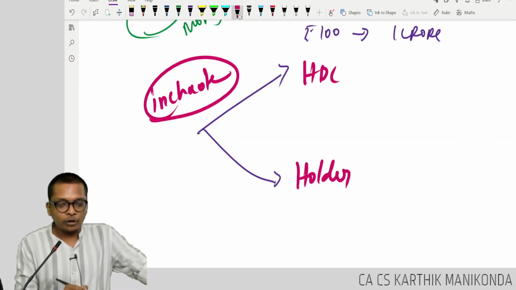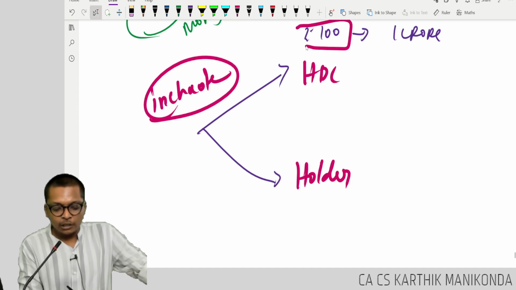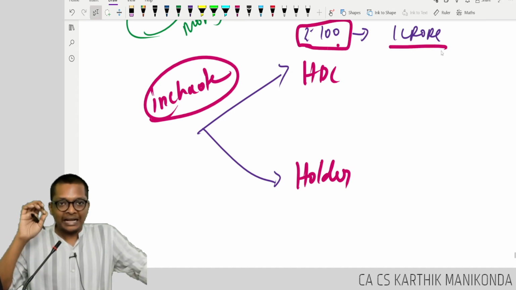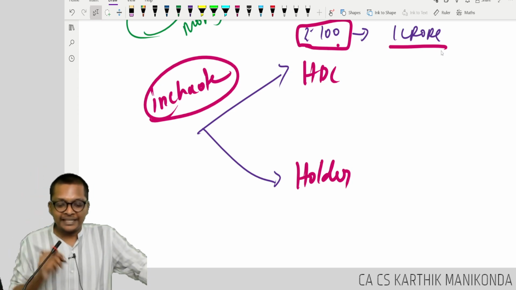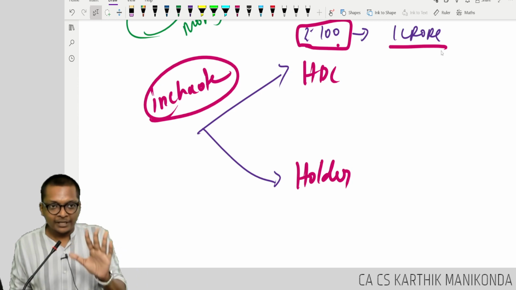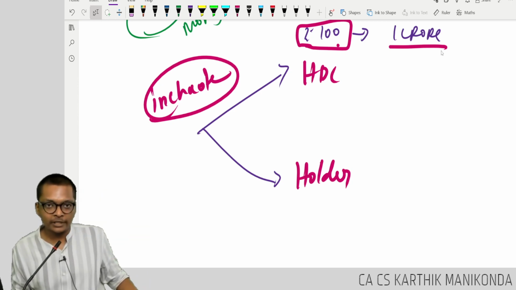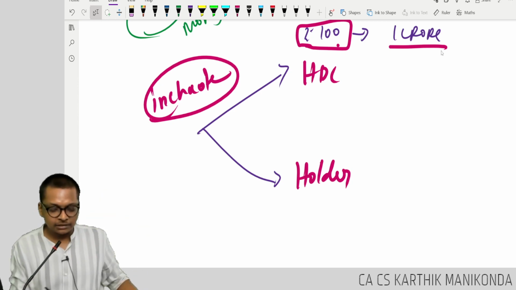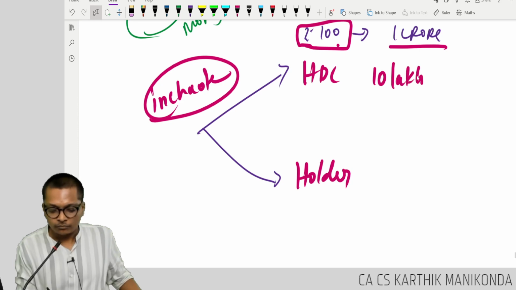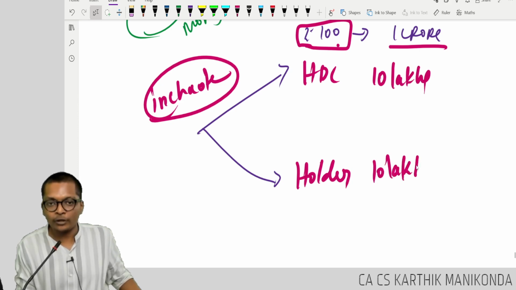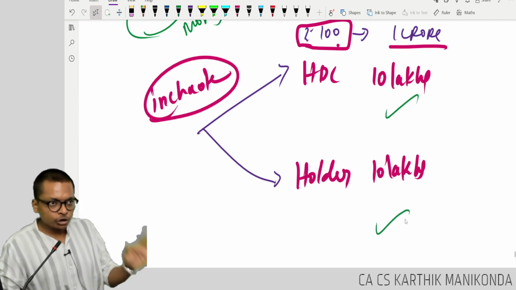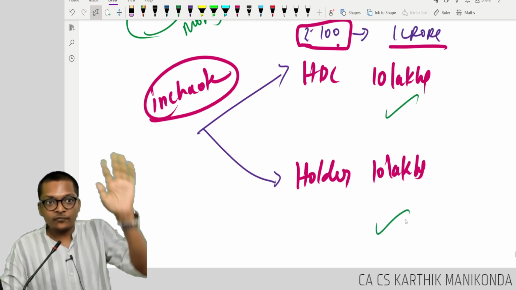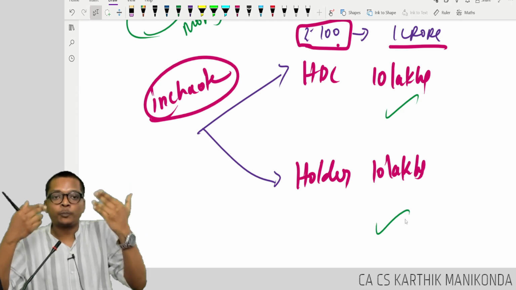I have given a promissory note where 100 rupees is the stamp paper. What is the limit? I gave you a blank promissory note and I told you the limit is 1 crore, but you write only 10 lakhs. Okay, you write only 10 lakhs. Both of you wrote 10 lakhs. Are you following, guys? Will both of you get this 10 lakhs? Yes. Because you wrote within the limit of what I wanted to pay.